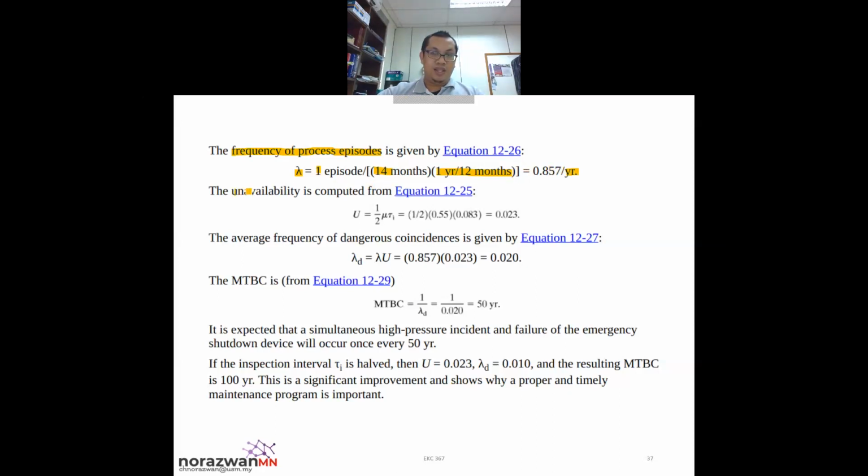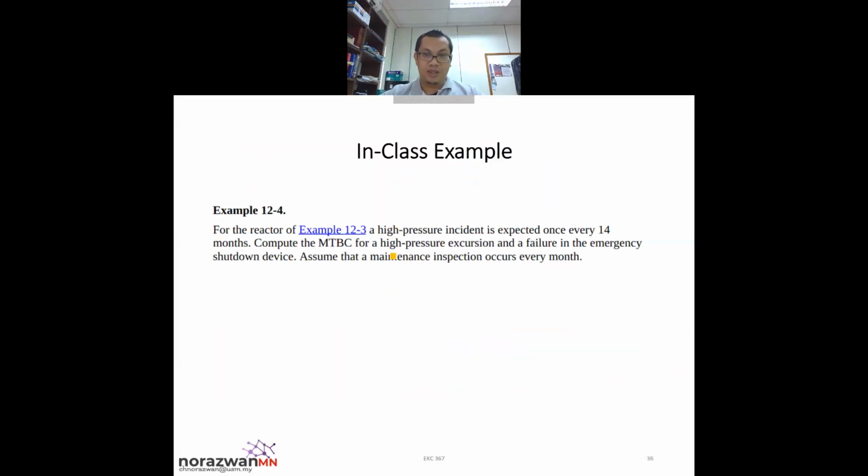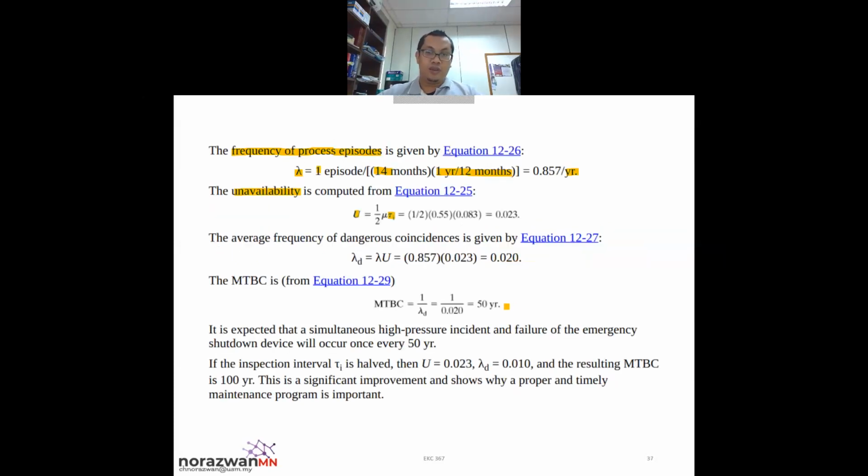The unavailability U can be calculated from tau I. Remember, the inspection occurs every month, so 1 over 12. One half times mu, 0.55, times the inspection duration, 1 over 12. You get your U as 0.023.